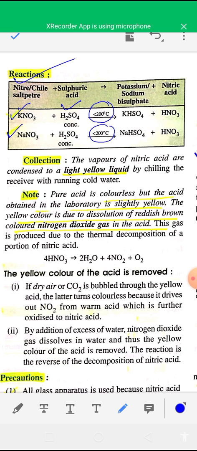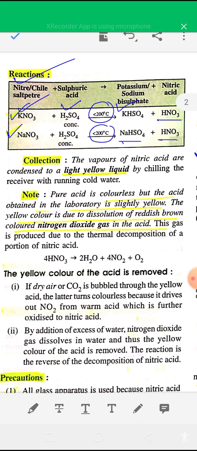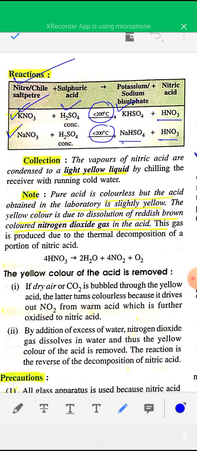If potassium nitrate is used, then you will get potassium hydrogen sulfate and nitric acid, and if sodium nitrate, that is NaNO3, is used, then you will get sodium hydrogen sulfate and nitric acid. This is the lab preparation of nitric acid, the reaction between potassium or sodium nitrate and concentrated sulfuric acid. In this reaction, a non-volatile acid produces a volatile acid.